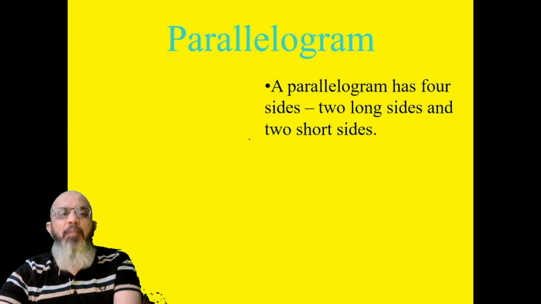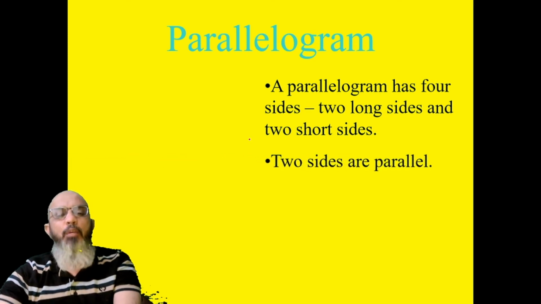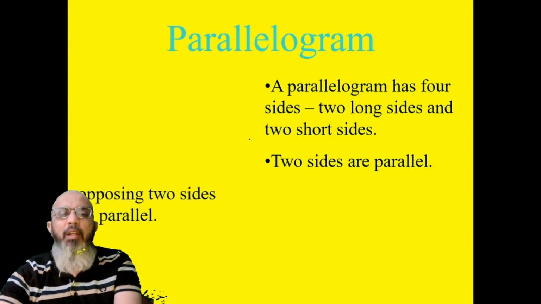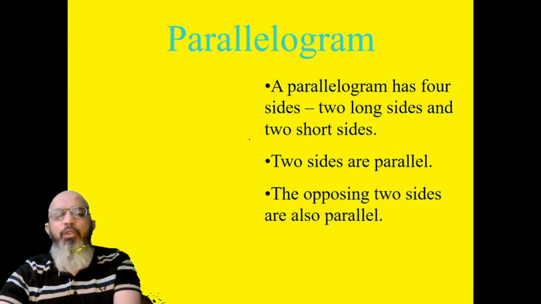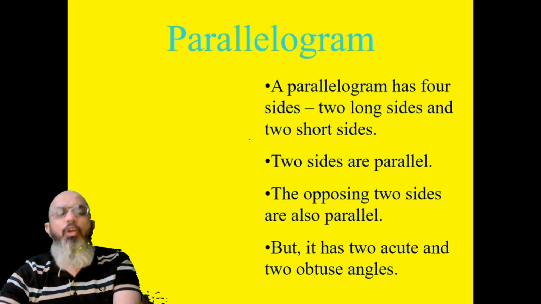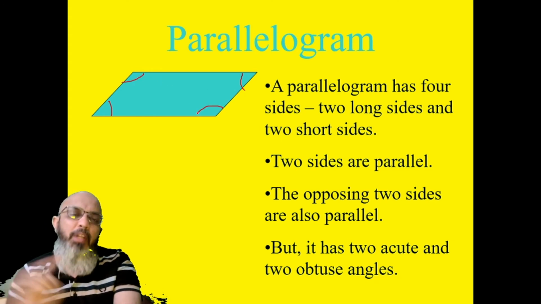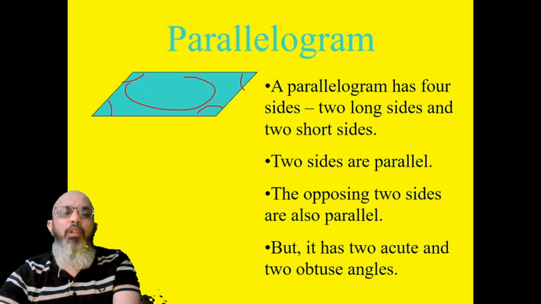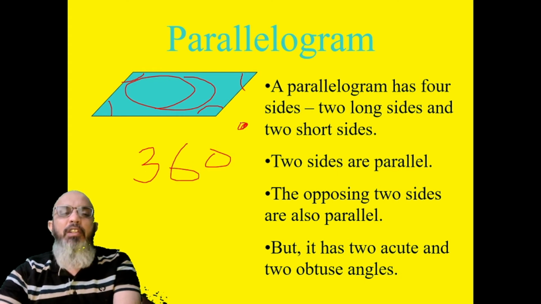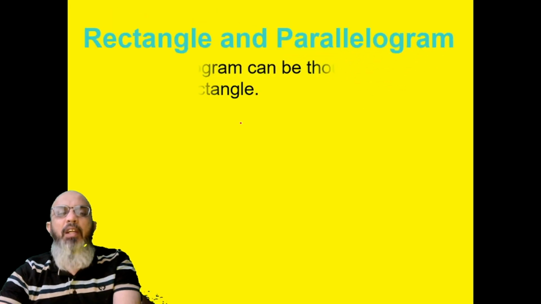A parallelogram has the same property as the rectangle: four sides, two long sides and two short sides. Opposite sides are parallel in a parallelogram. But it has two acute and two obtuse angles, the same as a rhombus. In a rhombus we have the same two acute angles, and then we have two obtuse angles. And keep one property in your mind which I told you earlier: what will be the sum of the four angles? That is 360 degrees.